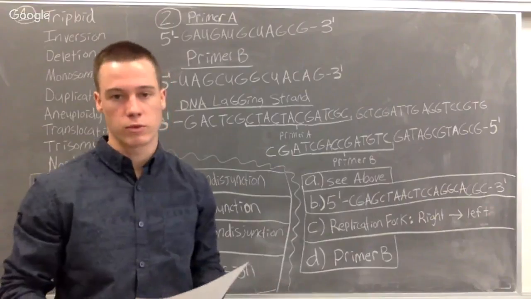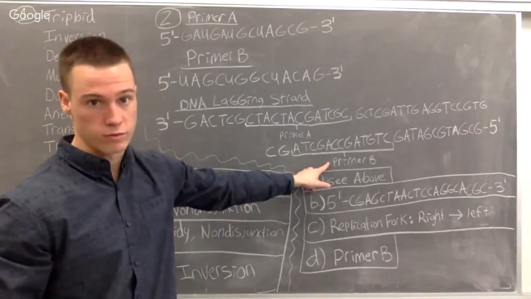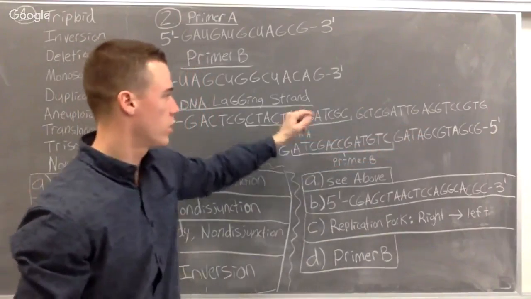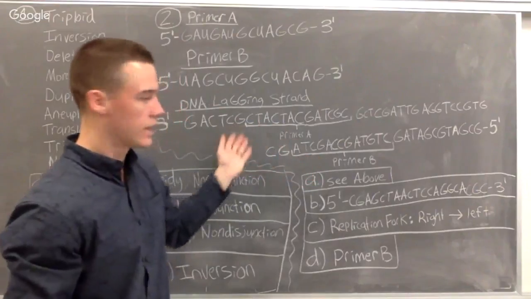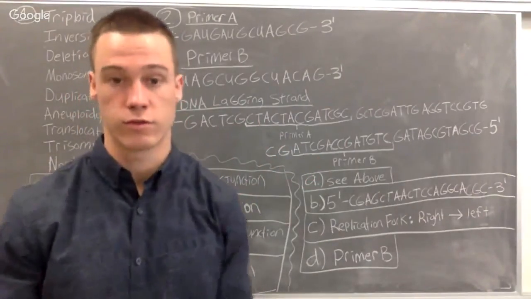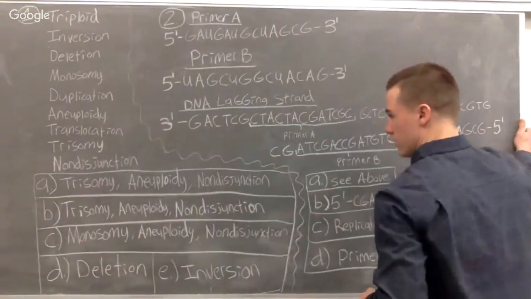Letter D, which primer was put on first? I just kind of talked about that. Primer B is put on first because it has to be put on, then synthesized up to that primer. Then primer A is put on and synthesized up to primer B. That's what makes the Okazaki fragments. So primer B was put on first. Now let's move on to number 3.